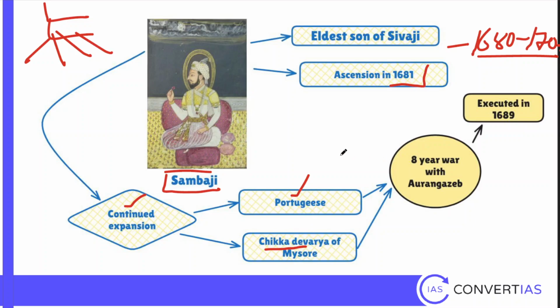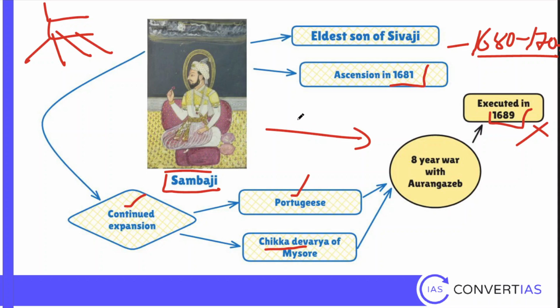So Aurangzeb comes to know this. So he sends an army to the Deccan. So we talk about the Deccan expeditions of Aurangzeb. This is the context. For 8 years, he fights a war with Sambhaji. And Sambhaji is finally executed in 1689. So he is the Maratha king who is executed by Aurangzeb, not Shivaji.